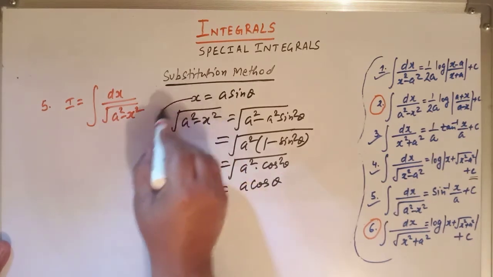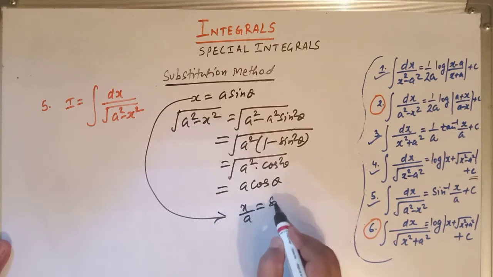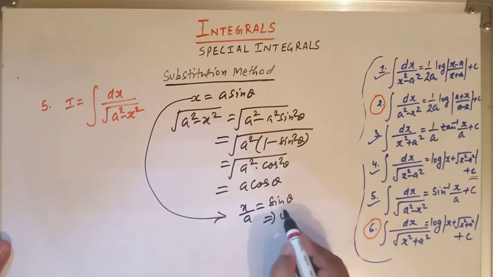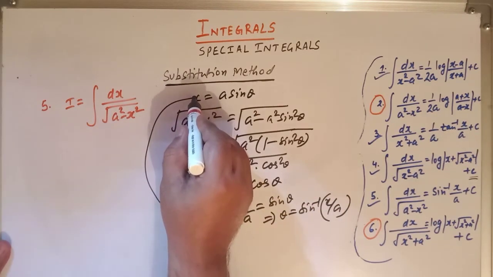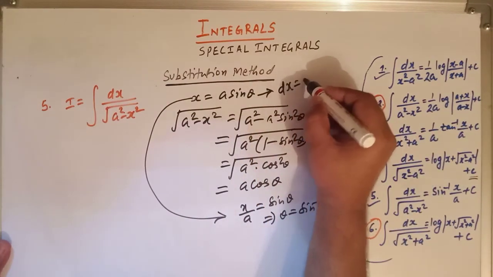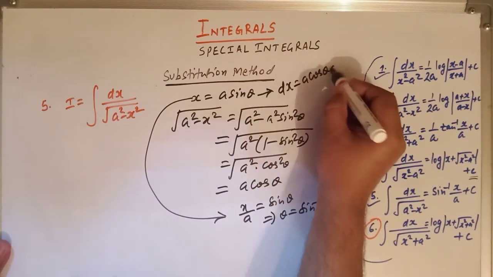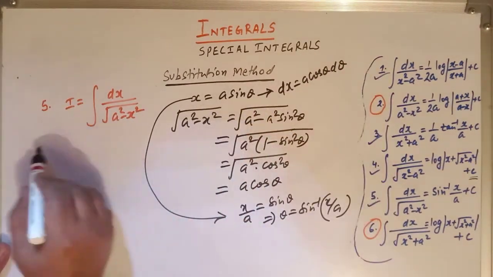Clear? And from this expression we have x over a is equal to sine theta, so theta is equal to sine inverse of x over a. And from this expression again we have dx is equal to a cos theta d theta. Clear? So let us substitute these values in this integral.